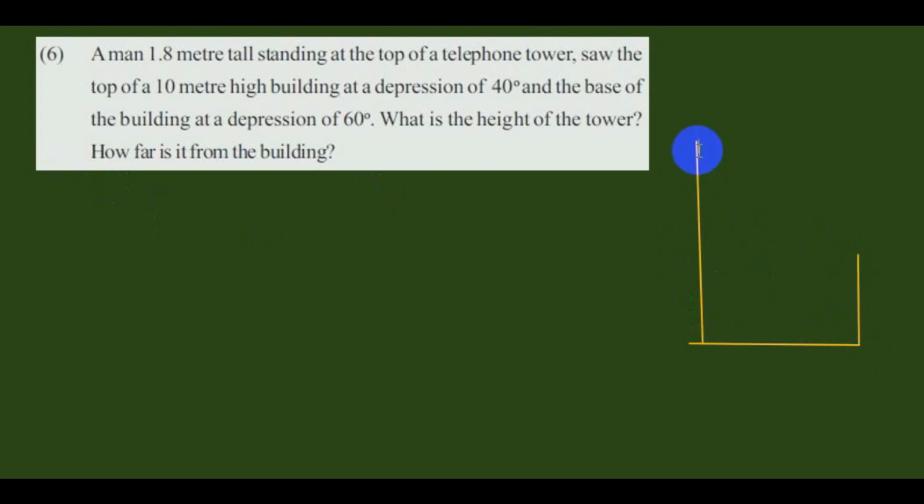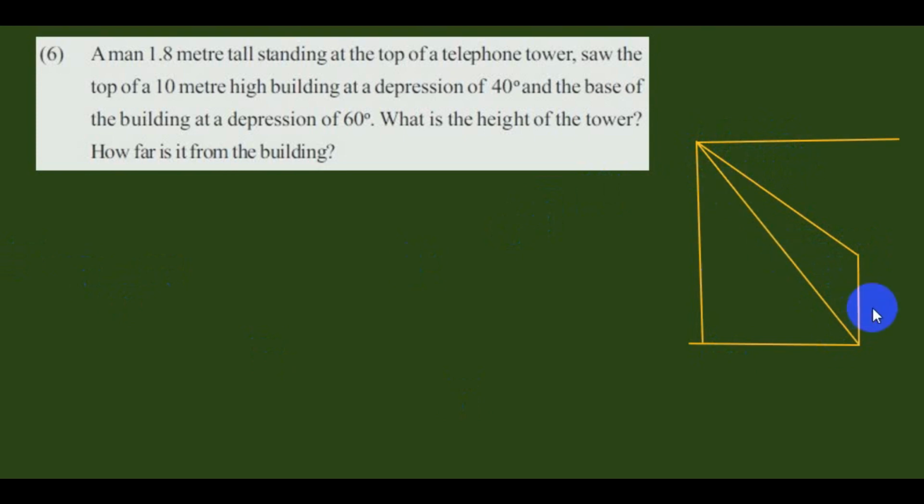This man, when he looks straight, it will be like that. He observes from here the top of the building at a depression of 40 degree. And so it will be like that. When he looked at the top of the building, here the angle of depression from the horizontal line is 40 degree. From here he observes the bottom of the building also. It is at a depression of 60 degree. Okay, ഈ angle of depression 60 degree ആണ്.